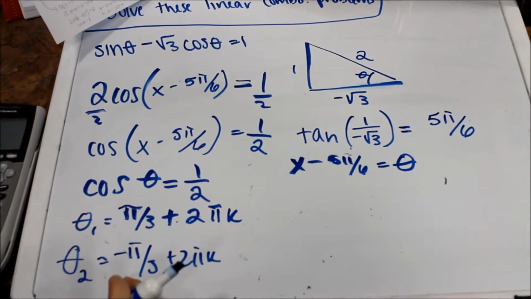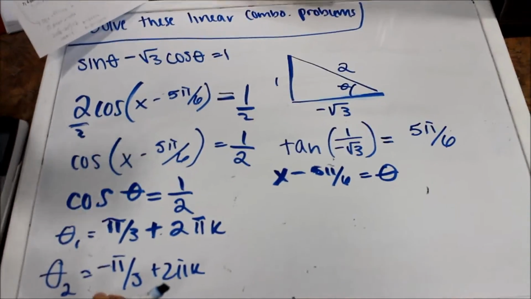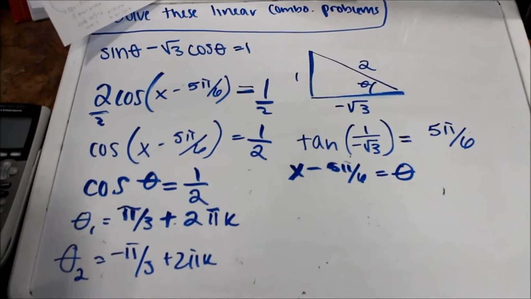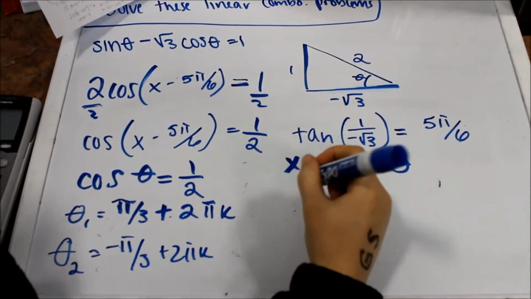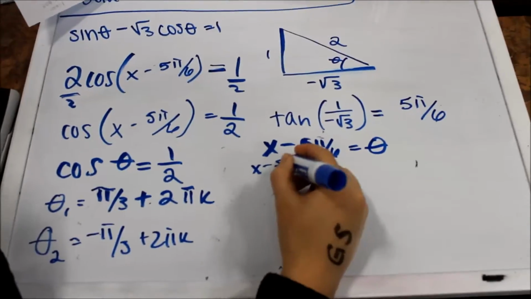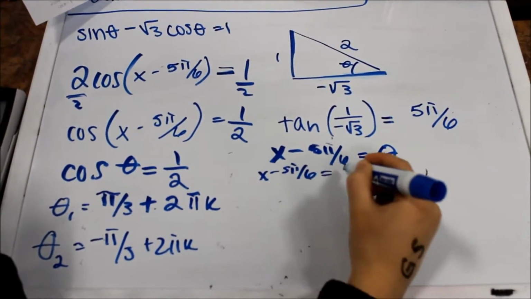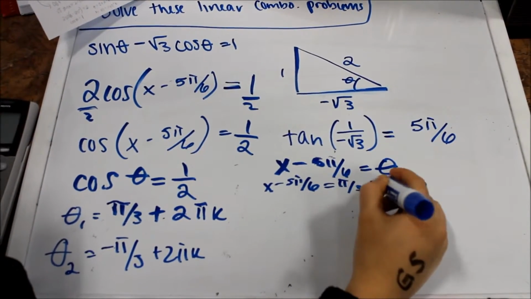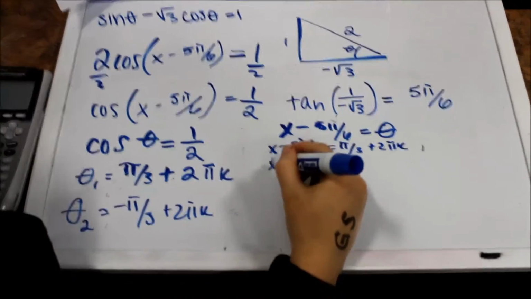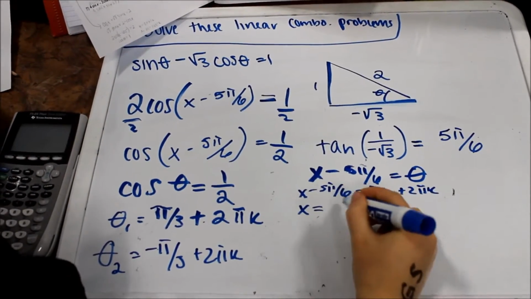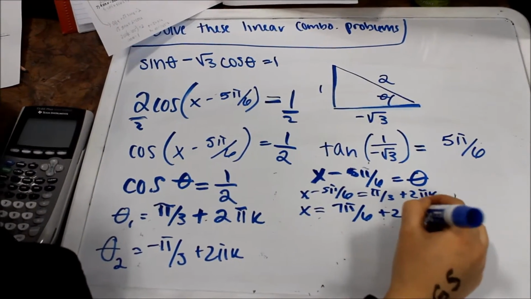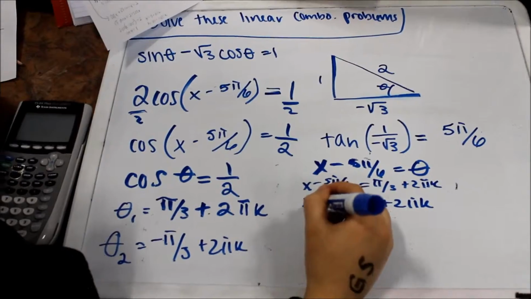Originally it would have been 5 pi over 3, but I changed it to negative pi over 3 because it would have been too big. So I'm just going to use that to make it easier. Alright, so now I need to convert it back into x. So x minus 5 pi over 6 is equal to pi over 3 plus 2 pi k. And I need to do this for both equations. So x will be pi over 3 plus 5 pi over 6, which will actually equal 7 pi over 6 plus 2 pi k. So here's one of our general solutions.